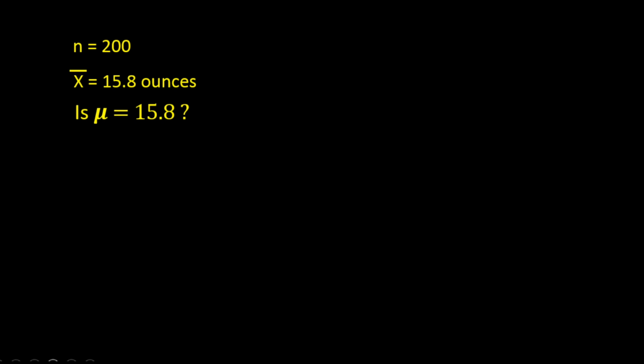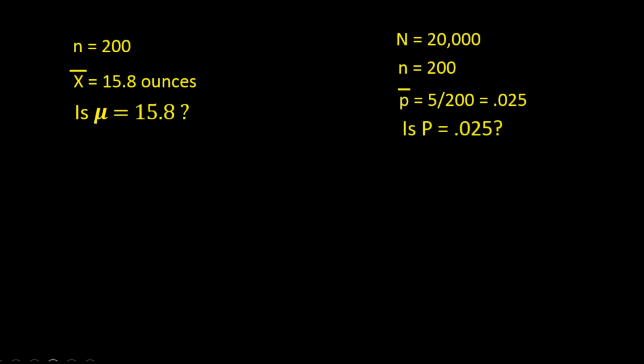The same can be said about the sample proportion and its usefulness in estimating the true population proportion. If we have 20,000 factory parts and we sample 200 of the parts to find that 5 are defective, then the sample proportion of defective parts is 5 divided by 200, or 0.025. Does that mean that the true population proportion of defective parts is also 0.025?